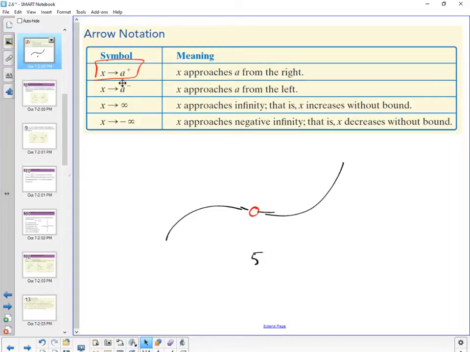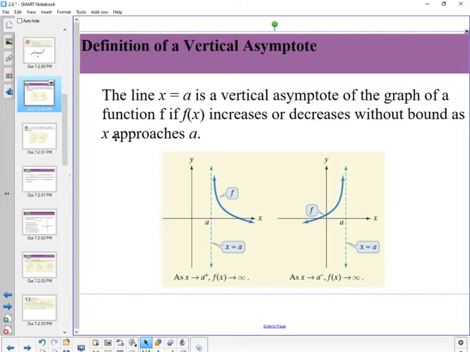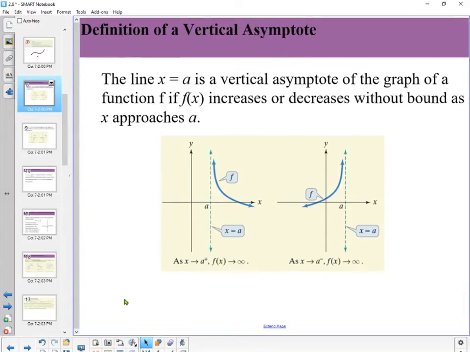Okay, this is what I really care about the most. So, for example, take a look here. We're defining a vertical asymptote. The line x equals a is a vertical asymptote of the graph of the function f if f increases or decreases without bound as x approaches a. So if you notice that this is getting closer and closer to some specific value, then that might just be an asymptote. Make sense?